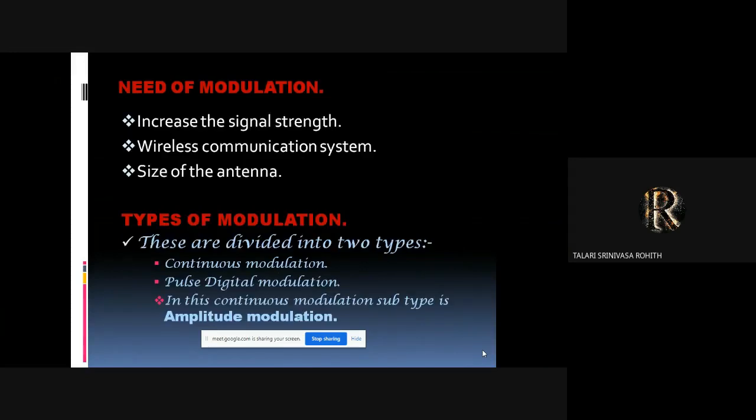Then we will discuss the need for modulation: to increase the signal strength, for wireless communication systems, and to reduce the size of the antenna. Then the types of modulation. These are divided into two types: continuous modulation and pulse digital modulation. In continuous modulation, a subtype is amplitude modulation.